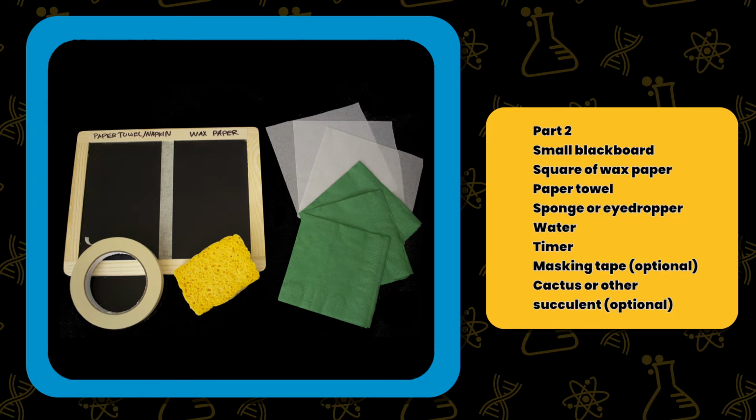You'll need a small blackboard, a square of wax paper, a small paper towel or napkin, a sponge or eyedropper, water, and a timer. Additionally, optionally, you can include some masking tape to secure the wax paper and paper towels to the blackboard. And if you want to include, again, a cactus or other succulent to model what a real succulent looks like along with the demonstration, that can be very helpful for your participants understanding how succulents work.